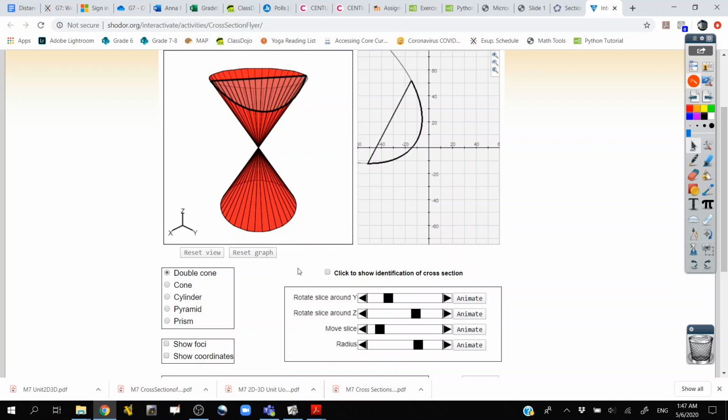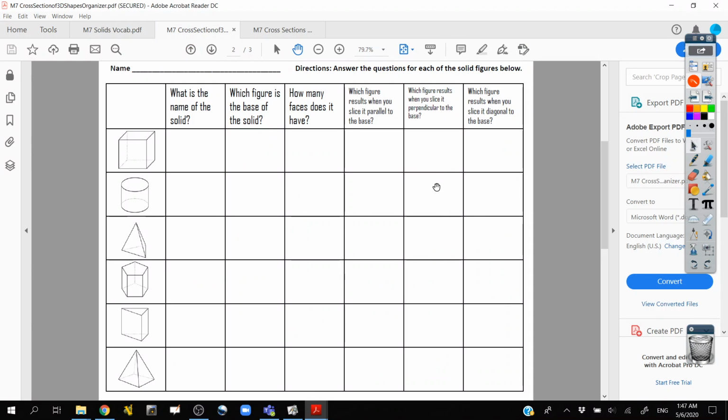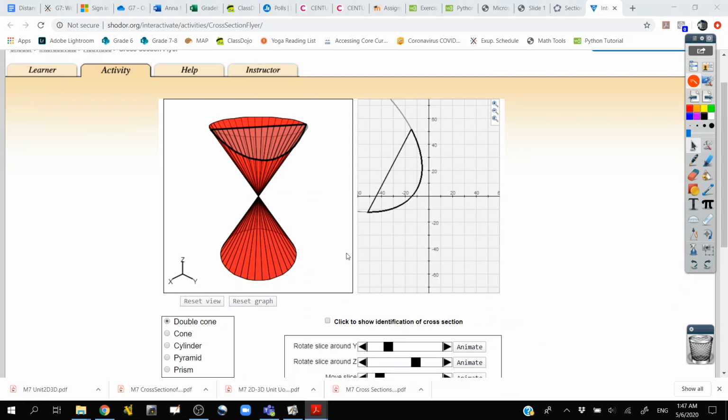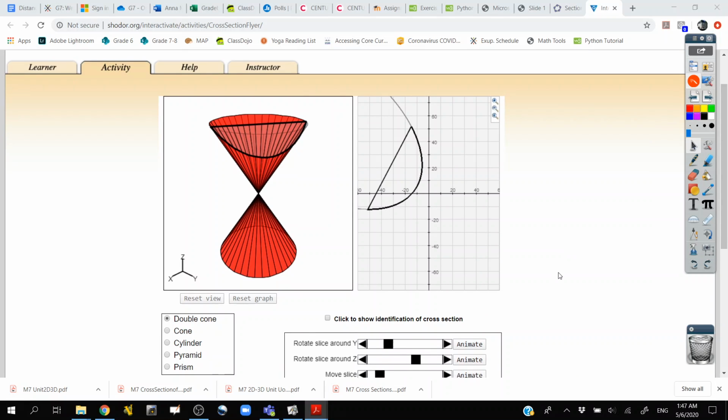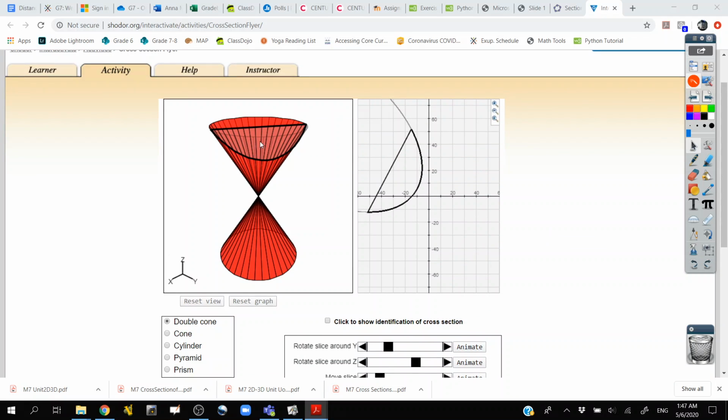So that's what you are working on this morning. First of all, filling in this table and just trying to get an idea of all these different cross sections that are either parallel or perpendicular to the base, or diagonal, like perfectly diagonal. Then when you finish this, I want you looking at the double cone using this applet and trying to come up with what are all of the different types of cross sections we can have. You don't have to list out all the different circles, just say that we can get a circle, and so on and so forth. What are all of them?